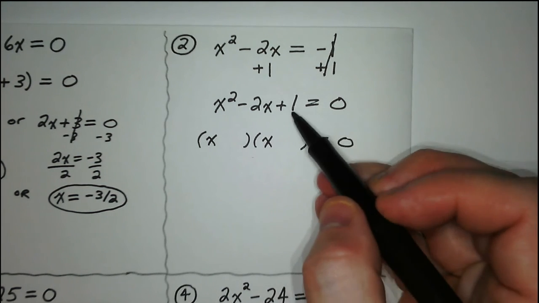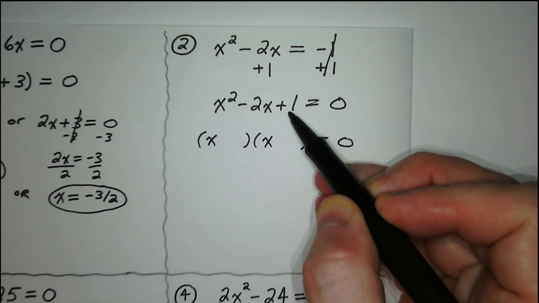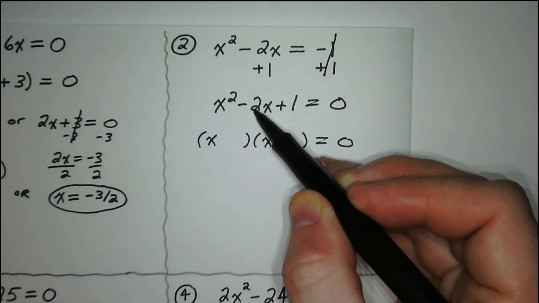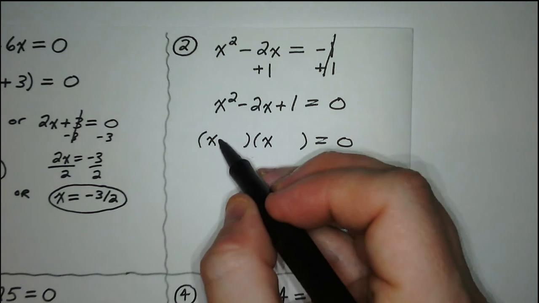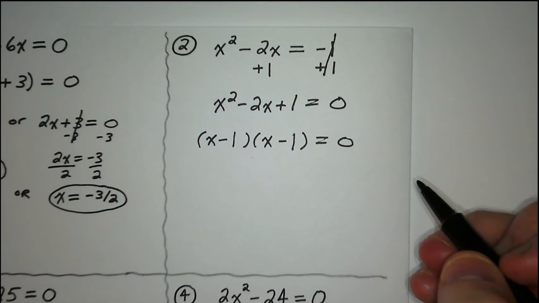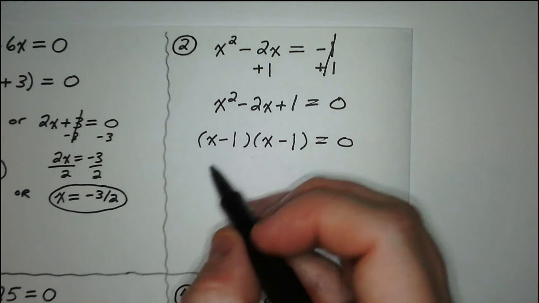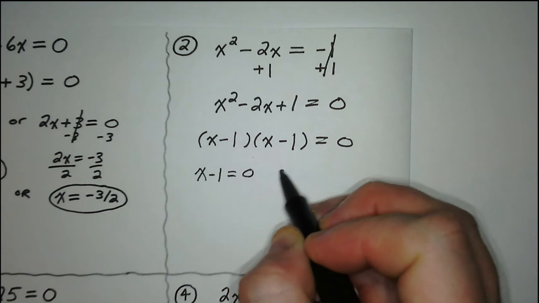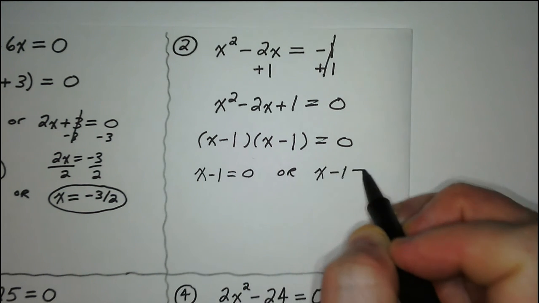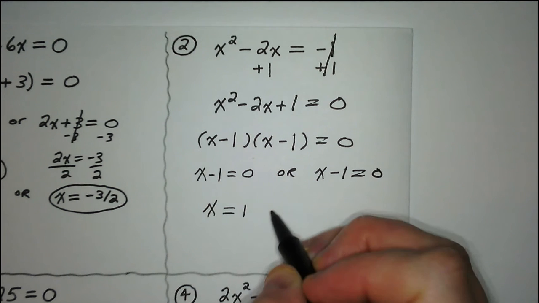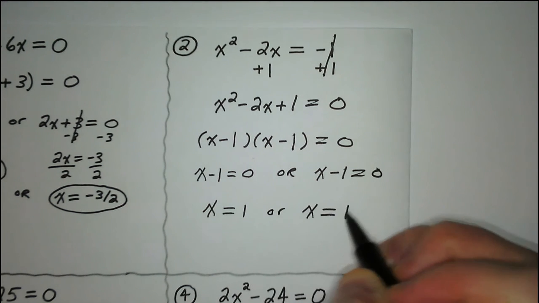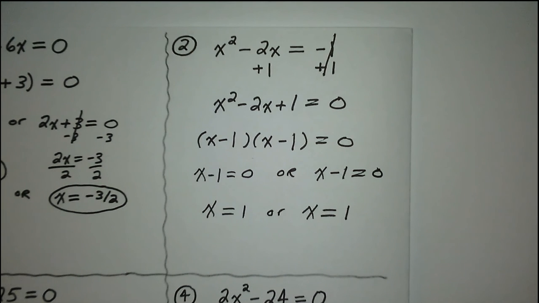To do that, obviously, are there two numbers that multiply to get positive 1, but add up to negative 2? Actually, there is. Negative 1 and negative 1 again. So now in the next step, when we set both factors equal to 0, here's what we end up getting. X equals 1 or x equals 1? That seems a little weird. It's because it's the same answer twice.